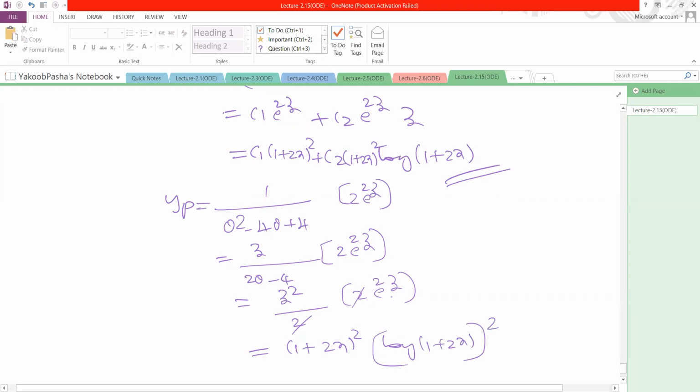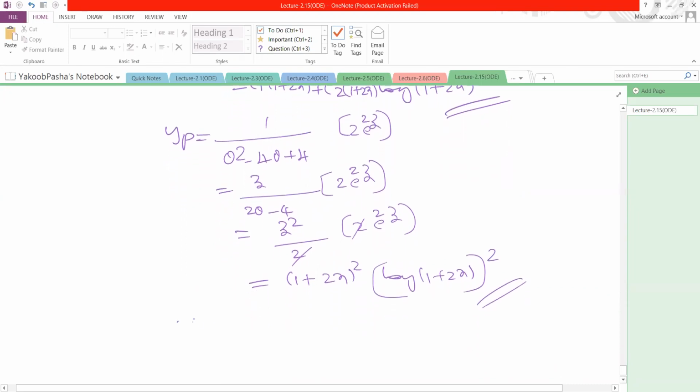Okay. This is the particular integral. Now we have to find the general solution. Therefore, the general solution is y equal to yc plus yp.